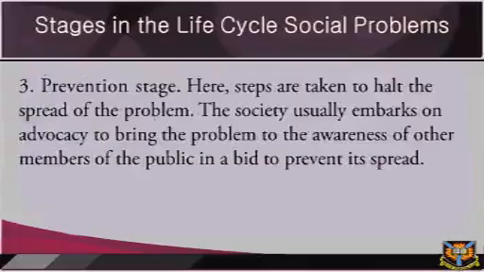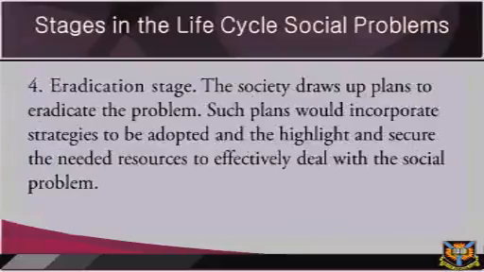Prevention stage. Here, steps are taken to halt the spread of the problem. The society usually embarks on advocacy to bring the problem to the awareness of other members of the public in a bid to prevent its spread. Eradication stage. The society draws up plans to eradicate the problem. Such plans would incorporate strategies to be adopted and they highlight and secure the needed resources to effectively deal with the social problem. Implementation stage.